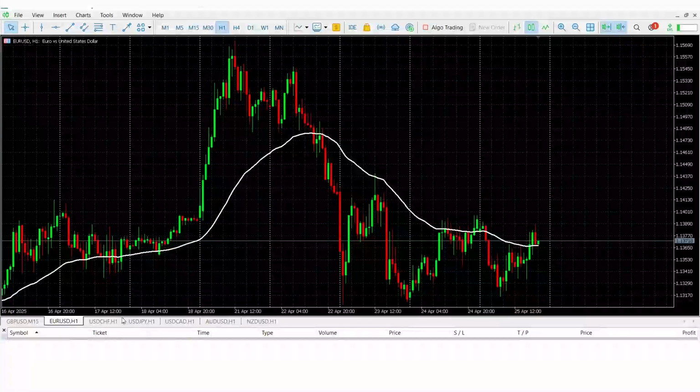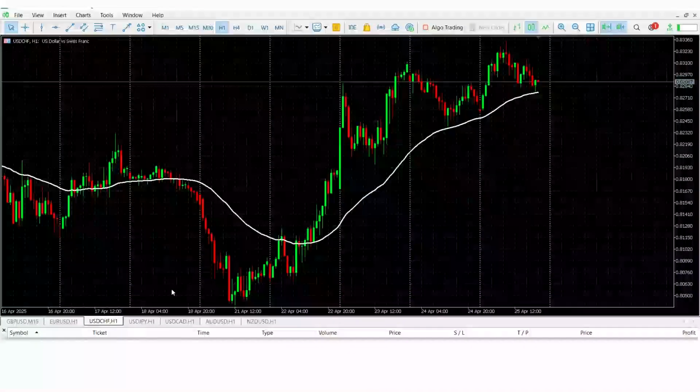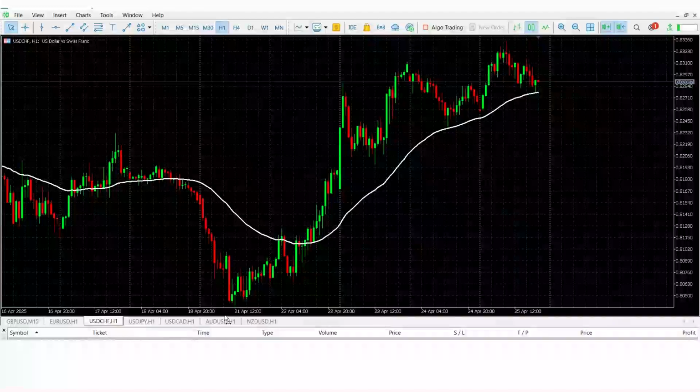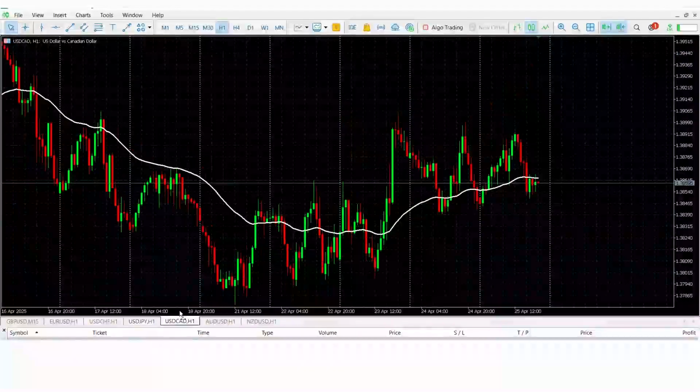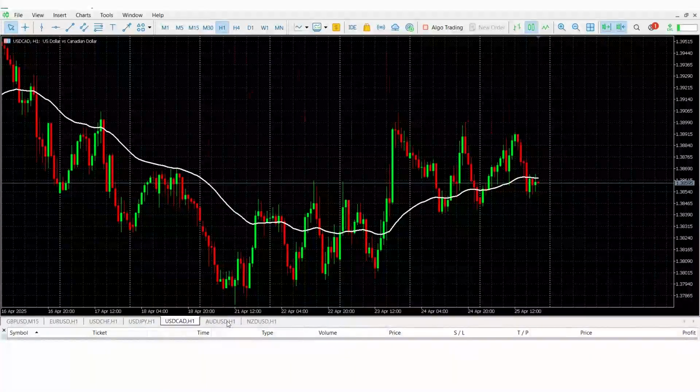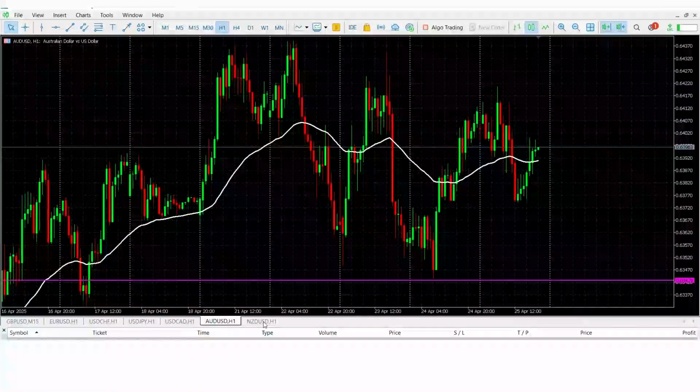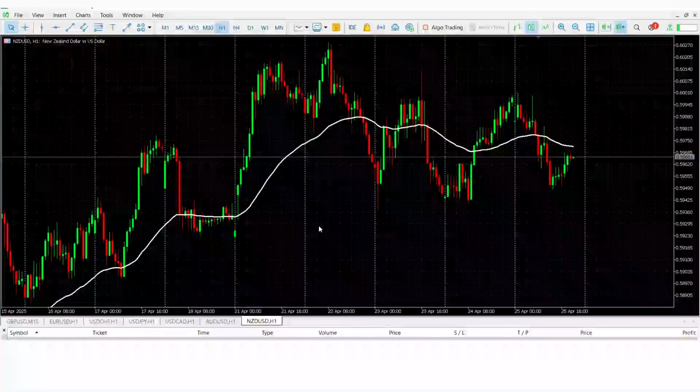This is the GBP USD. This is the Euro USD. USD CHF. This is the USD JPY. This is the USD CAD. This is the AUD USD. And this is the NZD USD.